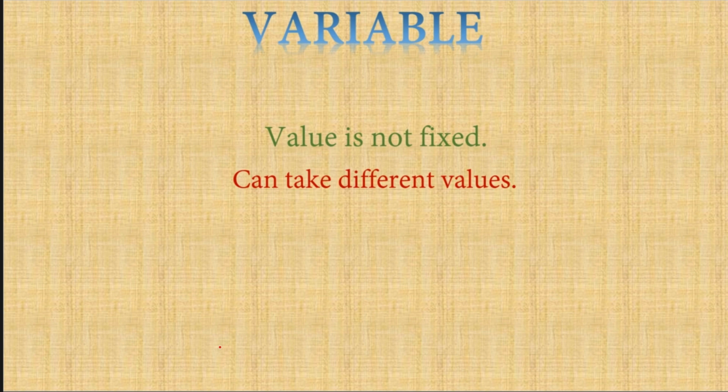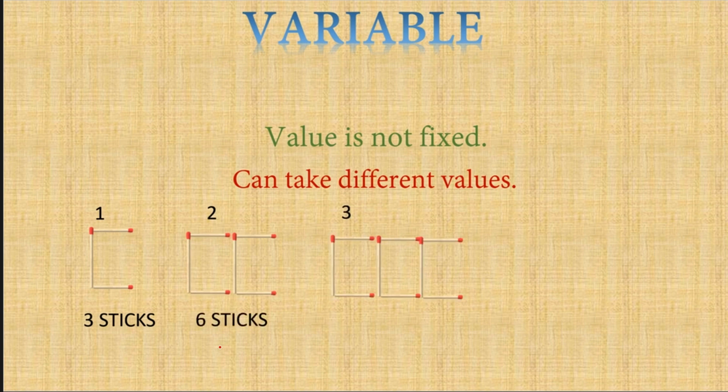Now let us try to create another pattern and see how to use the variable. Variables can take any letters like A to Z, whatever letters we have, we can use those letters to represent the variable. If we want to make C, 1 C requires 3 matchsticks. To make 2 C's, we need 6. Similarly, for 3 C's, we need 9.